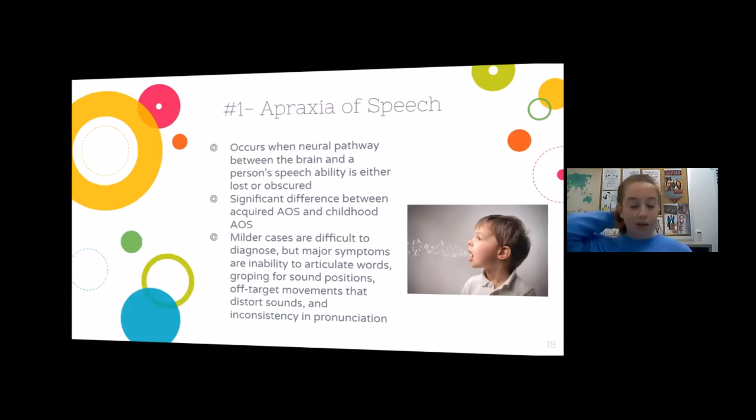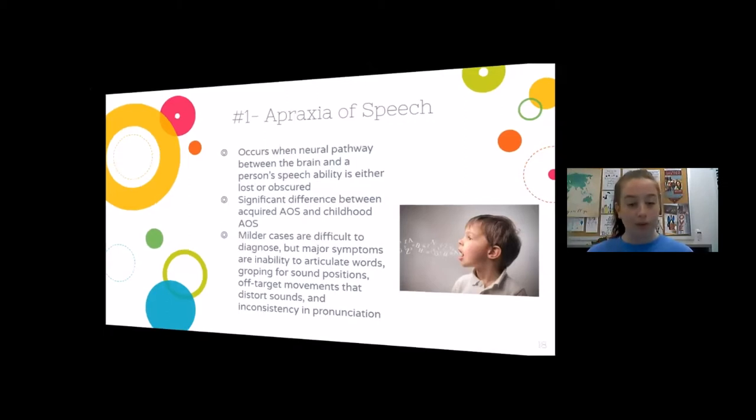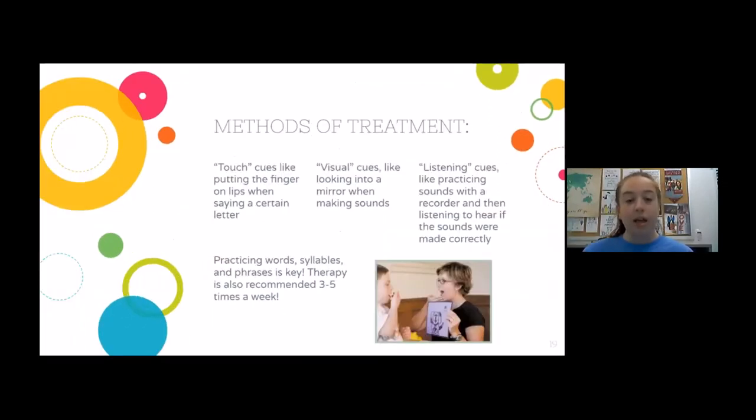Methods of treatment include touch cues, like putting a finger on the lips when saying a certain letter like P; visual cues, like looking into a mirror when making sounds so you can really see your muscles working in your mouth; and listening cues, like practicing sounds with a recorder and then listening to hear if they sound correct.